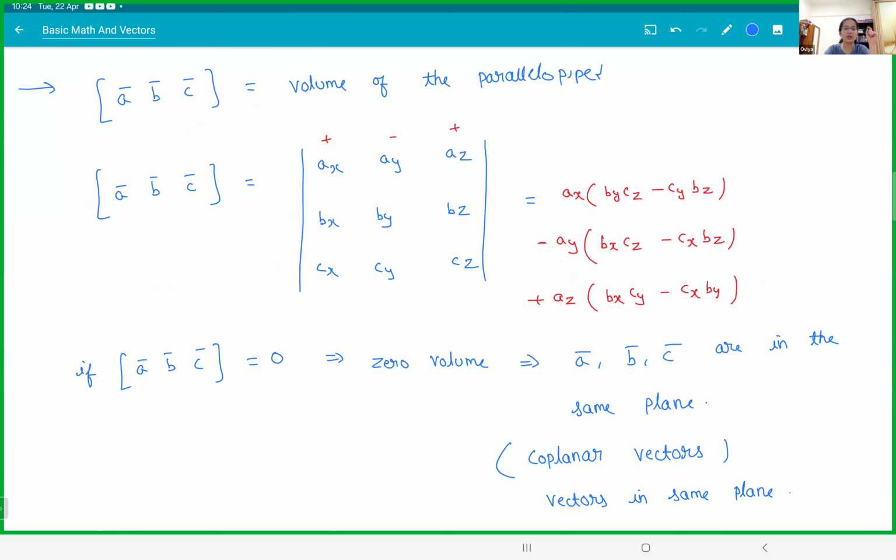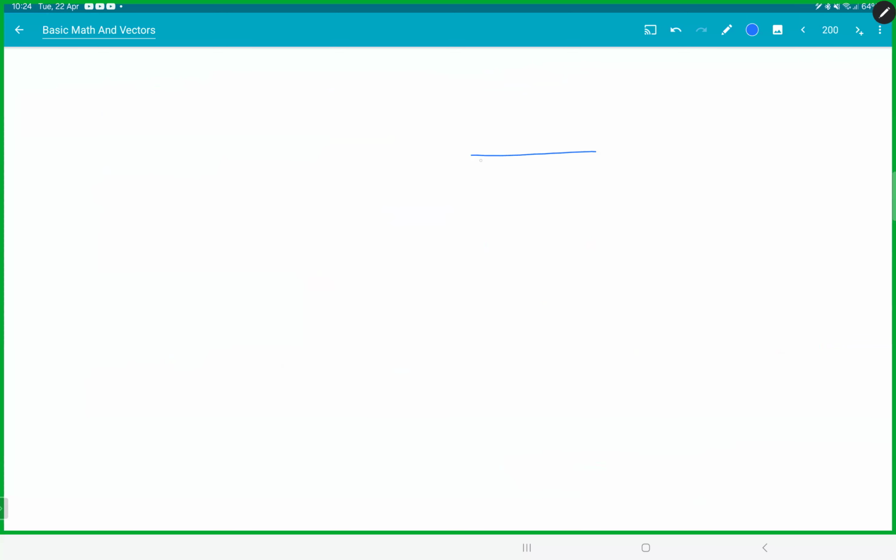Sir, what if C is perpendicular to both A and B? Then you get a rectangle, then you get a cuboid, no? And then still the box product will be 0. It is still a box. The parallelepiped has become a cuboid.